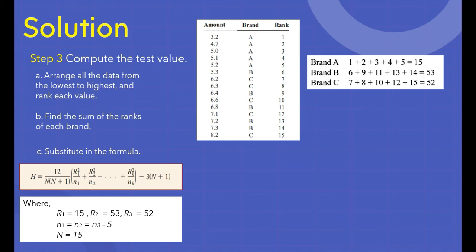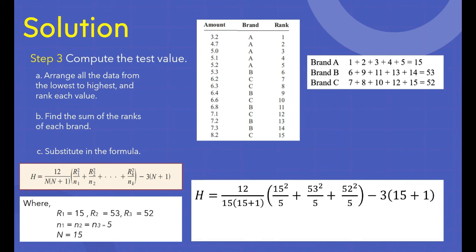So, yung little n sub 1 is equal to n sub 2 and equal to n sub 3 is equal to 5. Pare-pareho lang naman yung sample natin each group. And yung capital N natin or yung whole sample natin, kung ilan sila lahat, is 15. Now, let's substitute to the formula.